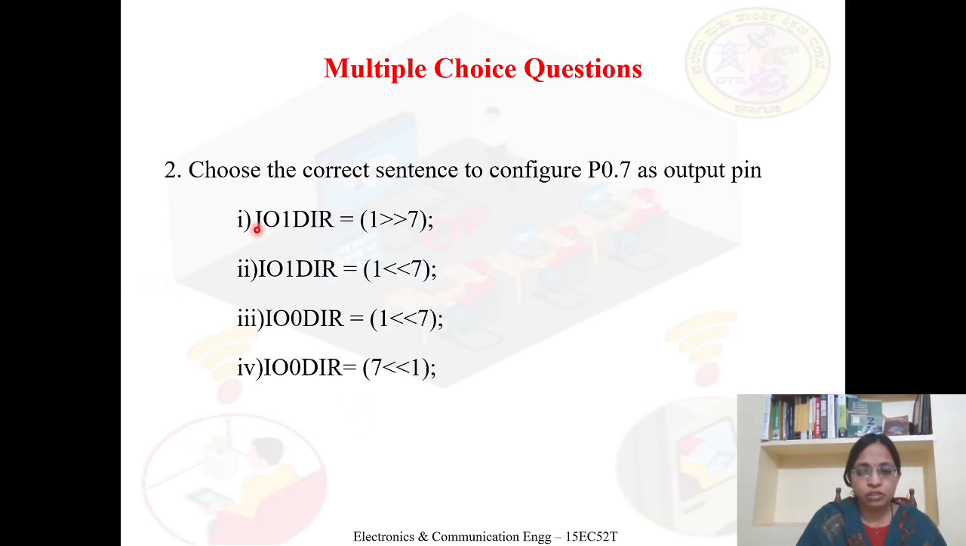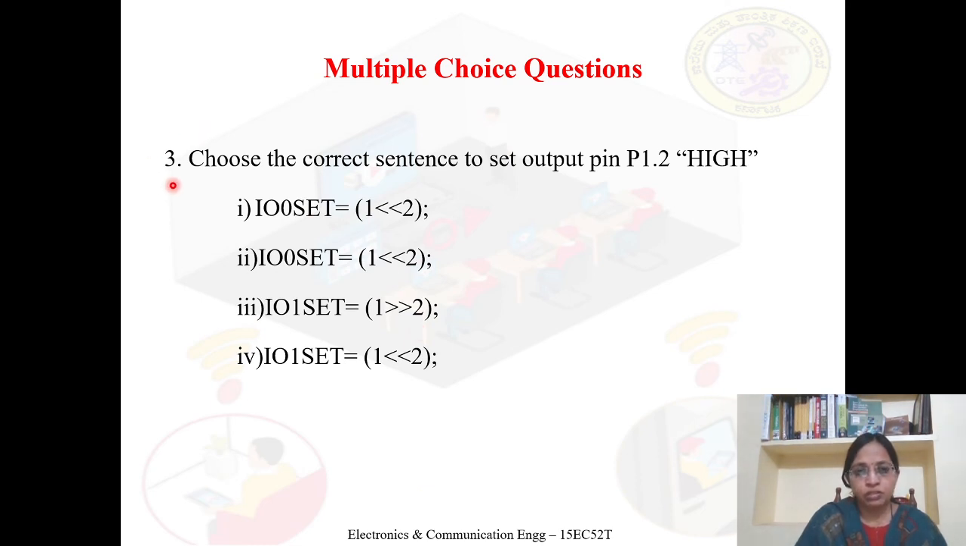The next question, choose the correct sentence to configure P0.7 as the output pin. So which is the correct answer here? We have to configure the 7th pin of port 0 as the output pin. Yes, the correct answer is the third one. So 1 left shifted by 7 places is the correct answer.